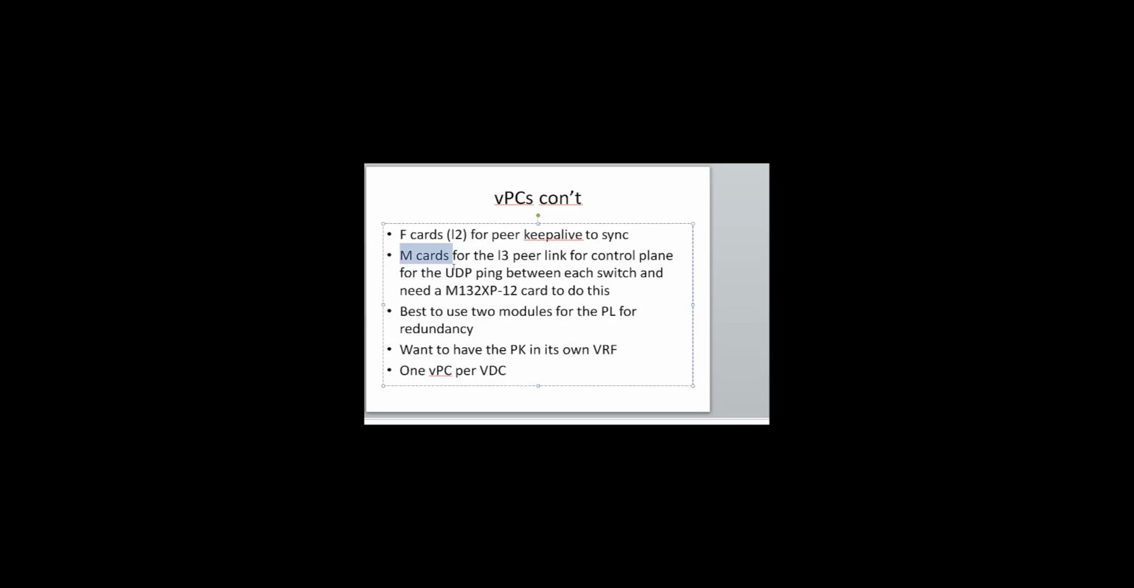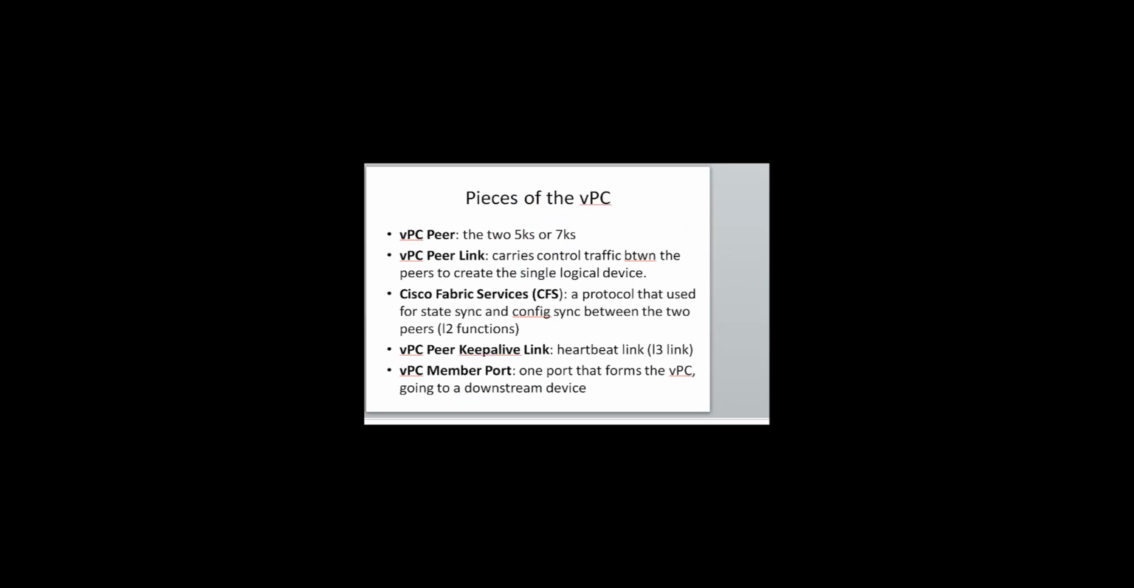Now, M3 for the layer 3 keepalive, because generally, you can make a VDC in here as well. And if I feel like I'm all over the place, guys, I'm trying to cram everything into 2 hours. So if you have questions about this, hit me up offline. But M cards for the layer 3 peer link, for the control plane, for UDP pings between each switch.